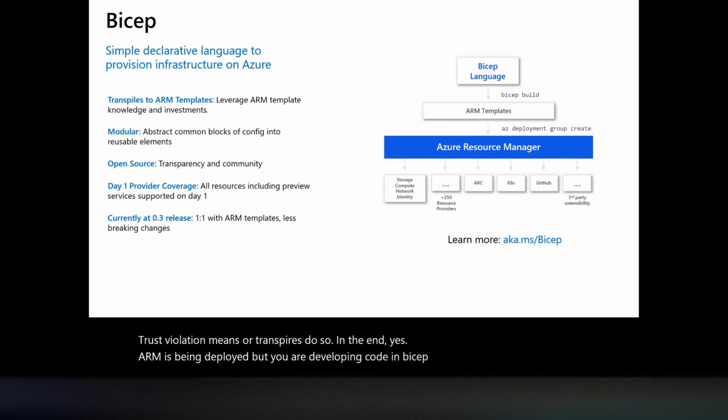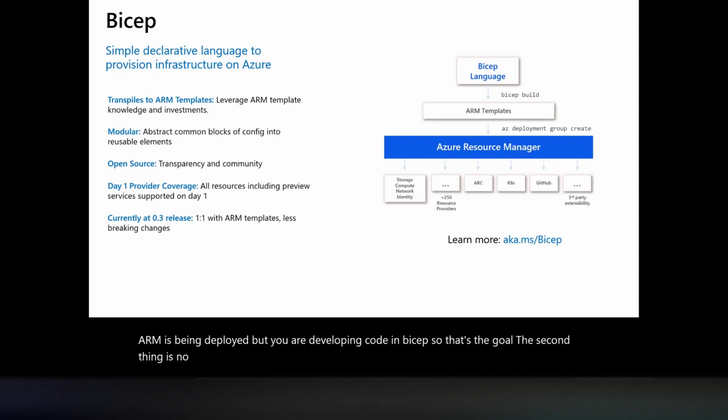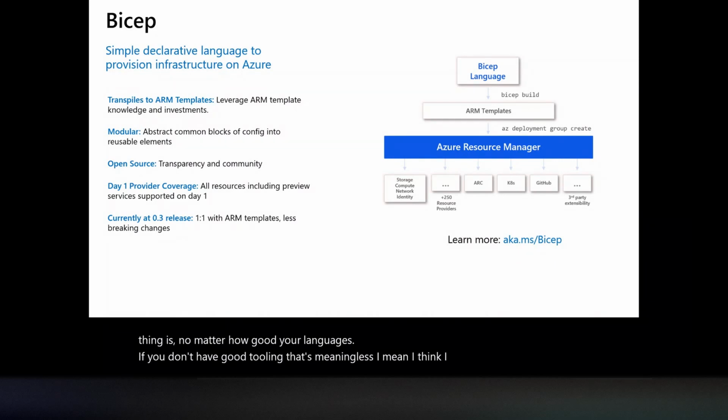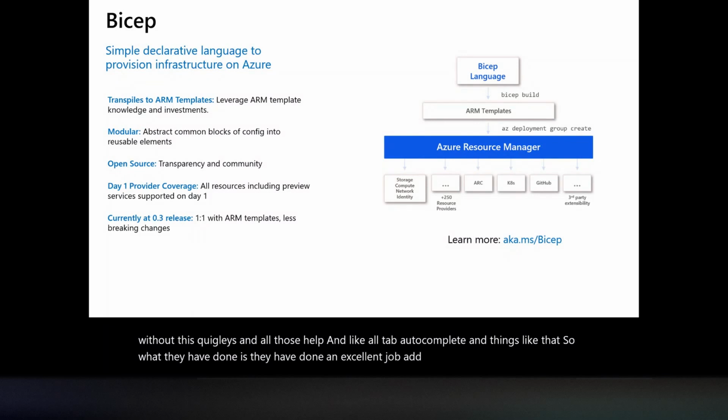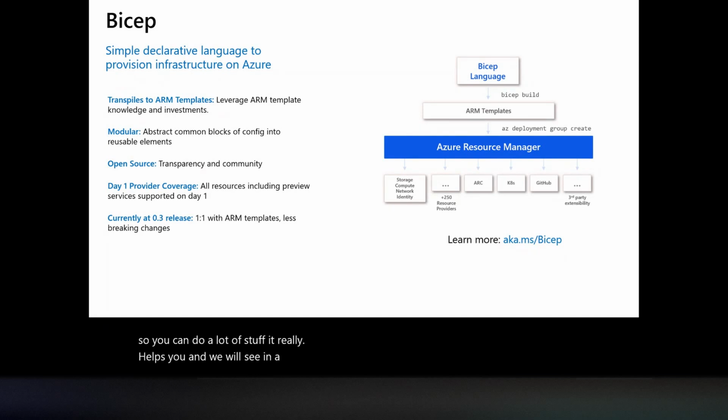The second thing is, no matter how good your language is, if you don't have good tooling, that's meaningless. I can't program anymore without the squigglies and all that help, like autocomplete and things like that. So they have done an excellent add-on into the VS Code extension, so you can do a lot of stuff. It really helps you, and we will see in a demo how it can help you build these complex files or large infrastructure as code segments with VS Code and with a lot of ease.